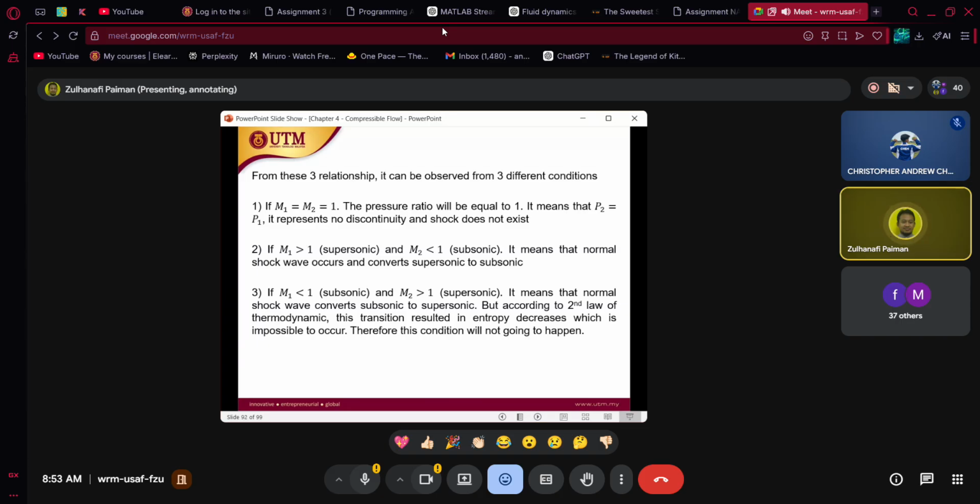Okay, so the third condition is impossible to happen. It means that Mach number 1 going from subsonic to supersonic is not possible. So you only need to know the second condition: Mach number 1 must be supersonic, and Mach number 2 is subsonic. Only between these two regions is the existence of the shockwave considered. So that is the conditions.